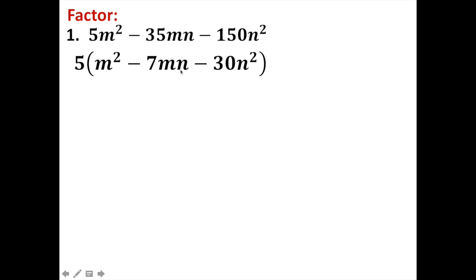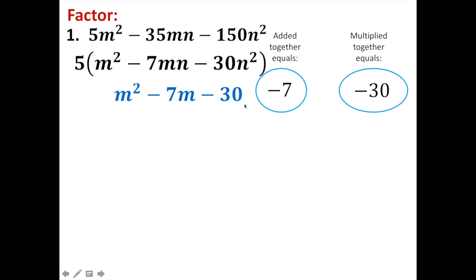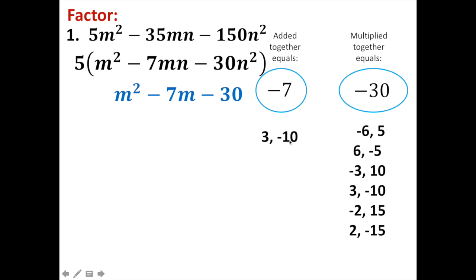Now that I take my 5 out, I have this middle part that I've got to factor. And again, I'm going to just view this as if the n's don't exist. Knowing that this is wrong, we'll go back in and fix it in just a minute. So I need 2 numbers that multiply together to give me -30, but add together to give me -7. We did this one earlier. I'm going to go through it though. I've got lots of options here, but only one of them, this one right here, -10 and a +3, would give me a -7.